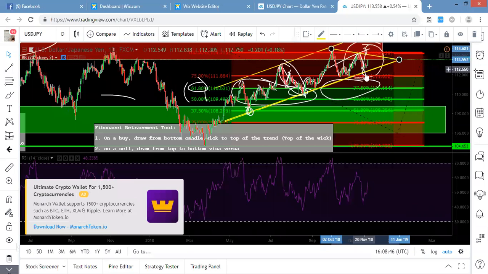Where do you want to place the buy? Down here at the key level at the bottom trend line. To put it simply, you guys, you buy at the bottom trend line, you sell at the top trend line.